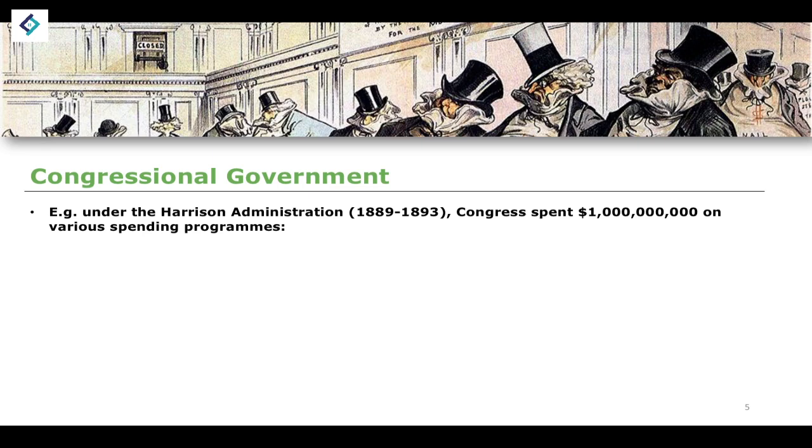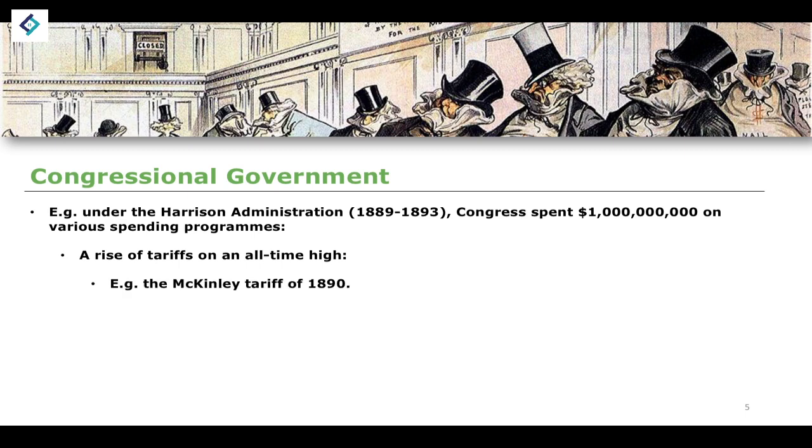Now, of course, $1 billion is a significant amount of money during this period of the late 1800s. They raised tariffs to an all-time high. This became known as the McKinley Tariff of 1890. And they also imposed what is known as antitrust legislation.